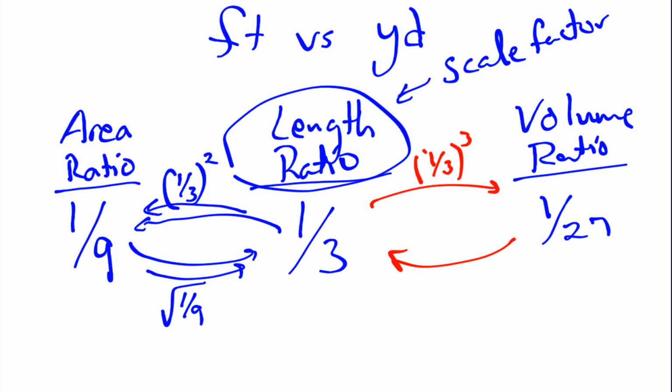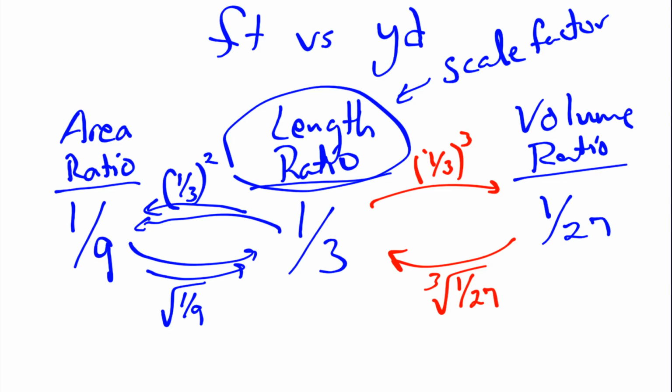To go from volume ratio back to length ratio, what you have to do is use a function called the cube root. Cube root is how you undo a third power. The cube root of 1/27 is 1/3. The cube root of 1 is 1. The cube root of 27 is 3.